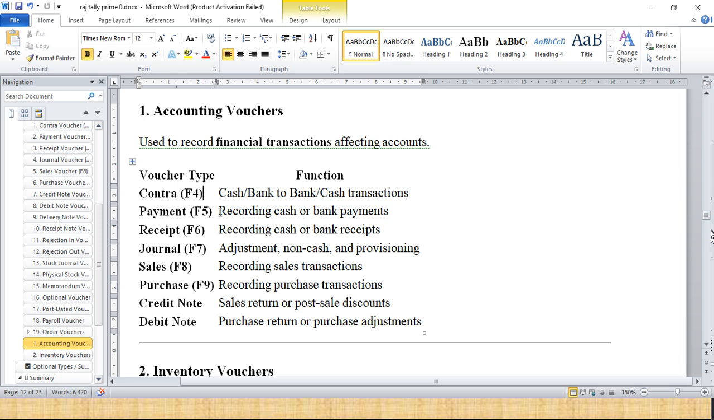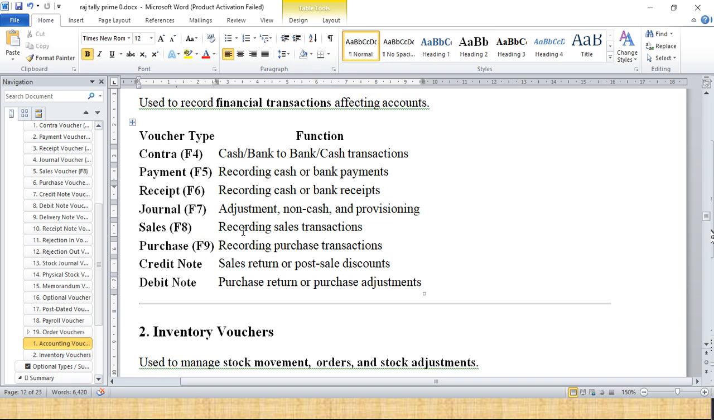Payment is used for recording cash or bank payments. You have to press F5 for it. Receipt voucher, you have to press F6, for recording cash or bank receipts. Journal voucher, F7, for adjustment, non-cash and provisioning entries. Sales voucher, F8, for recording sales transactions. Purchase, F9, for recording purchase transactions.